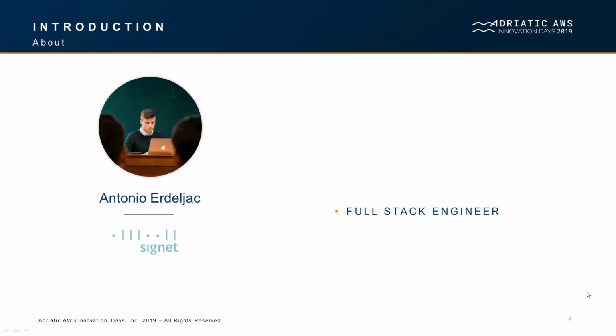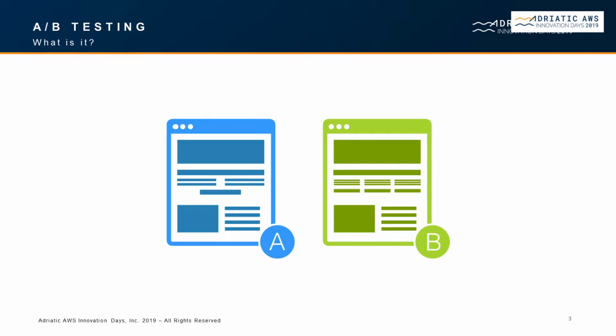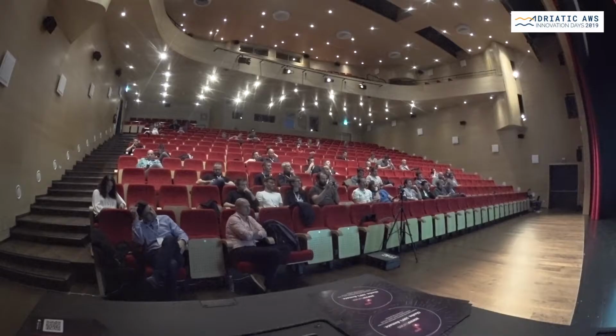I am a full-stack engineer at Signet, and today I'll be speaking about the subject of A/B testing. So what is A/B testing exactly? It is the method of comparing two variations of a website in order to find which yields the best results, meaning which one has the higher conversion rate and fewer bounce rates, for example.